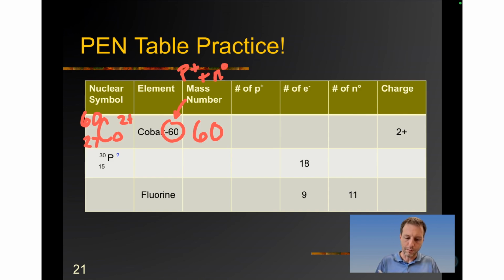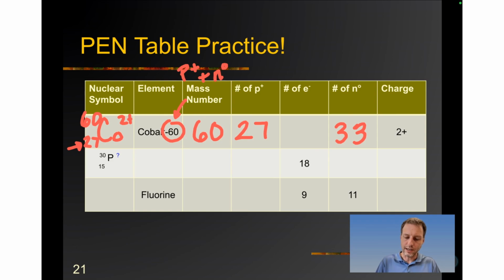Okay, number of protons. My protons is the same as my atomic number. And so I can look over here. I see the 27. That tells me I've got 27 protons. What about electrons? Actually, let's come back to the electrons. Let's talk about neutrons first. Since we just discussed that protons plus neutrons equals the mass number, what plus 27 equals 60? In other words, 60 minus 27, and that equals 33.